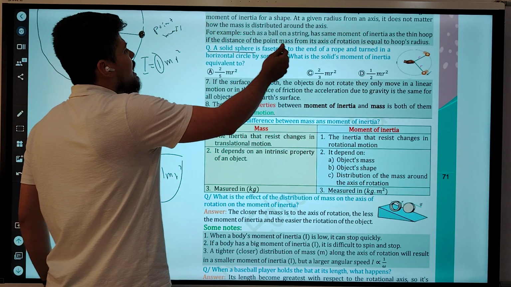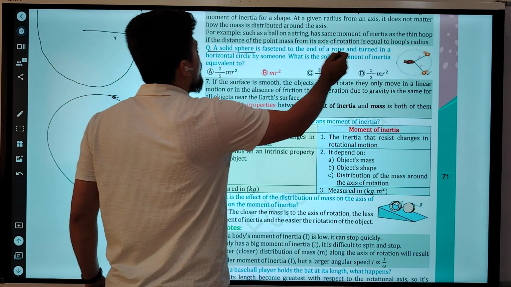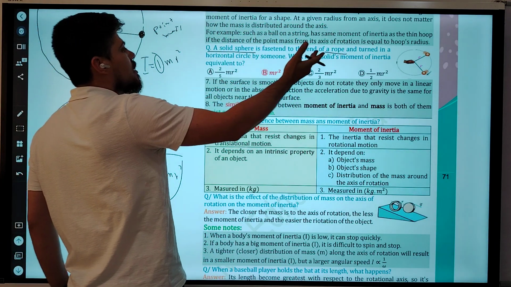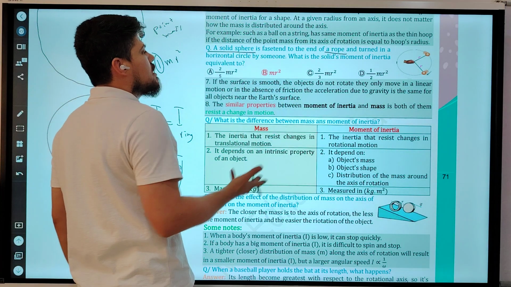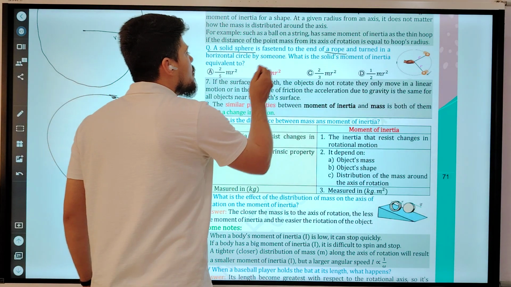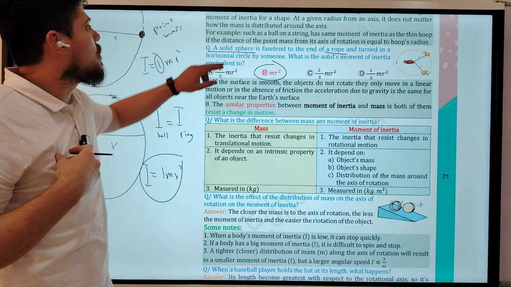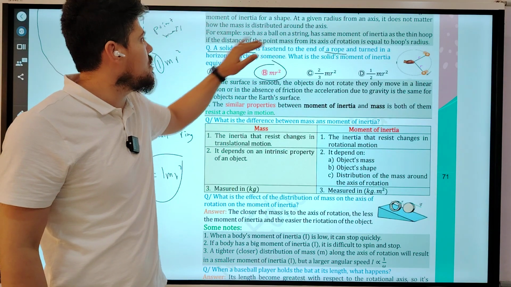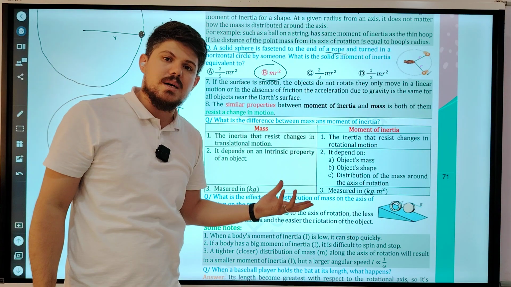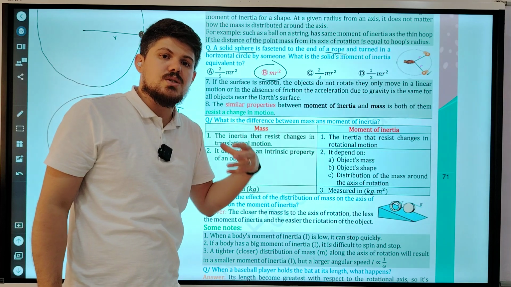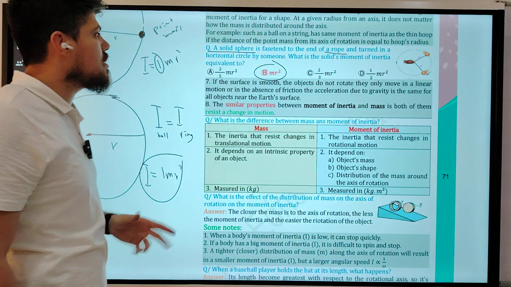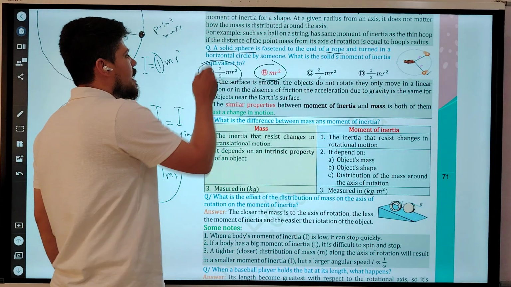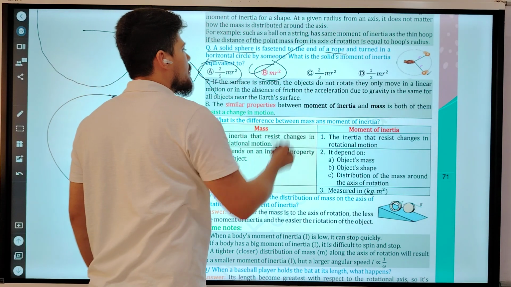A solid sphere is fastened to the end of a rod and turned in a horizontal circle by someone. What is the solid sphere's moment of inertia? Equivalent to what? 1 mr squared. Why? Because the solid sphere is fastened to the end of the rod. We have to treat the solid sphere in that case as a point mass. The moment of inertia for a point mass is equal to 1 mr squared, not 2/5. Please, don't select A. A is wrong. B is correct.